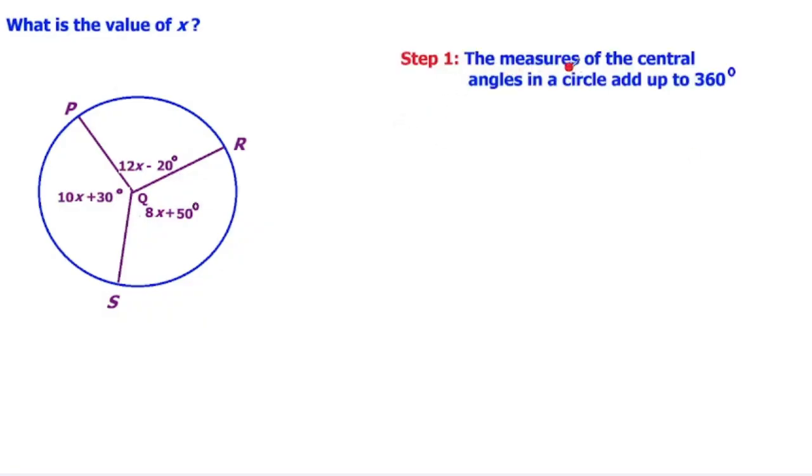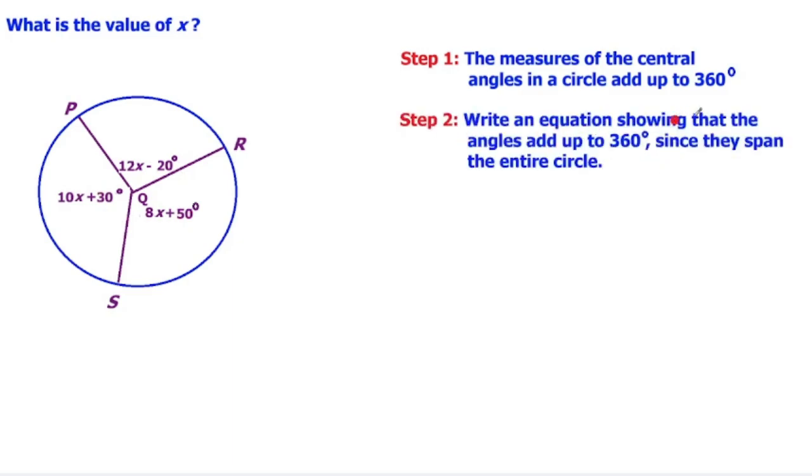So step one, the measures of the central angles in a circle add up to 360 degrees. So all of these angles will add up to 360 degrees. So we can write an equation showing that the angles add up to 360 degrees since they span the entire circle, right? It's the entire circle. So we can just take this equation, add it to this, and add it to this, and that would equal 360. So here's our first equation, here's our second equation, and here's our third equation, okay?